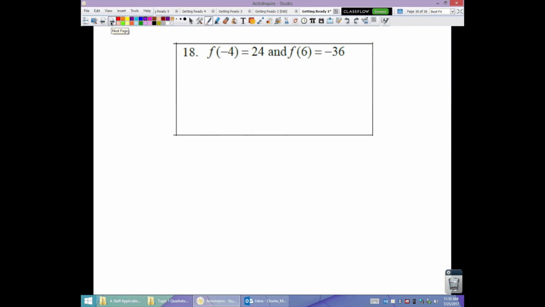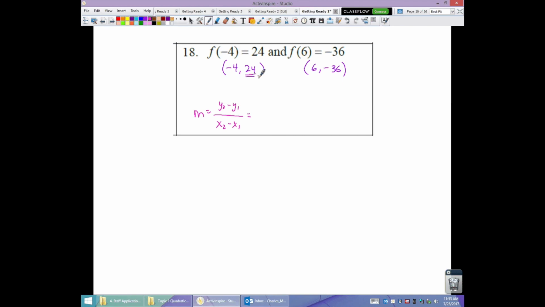18 gives me 2 function notation values, but really that is just points. This point, it's showing me in coordinate notation will be (-4, 24). This one would be (6, -36). So what do we do when we have 2 points? We use that formula. Subtract your y values, divide that by the difference of the x values.